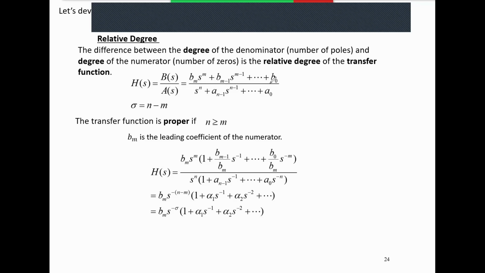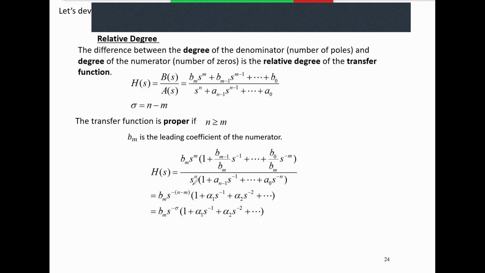Now, this term becomes B naught over Bm times s to the power of minus m. That is the numerator, because I take out this Bm times s to the power of m. Now, if I look at the denominator, let's try the same thing.